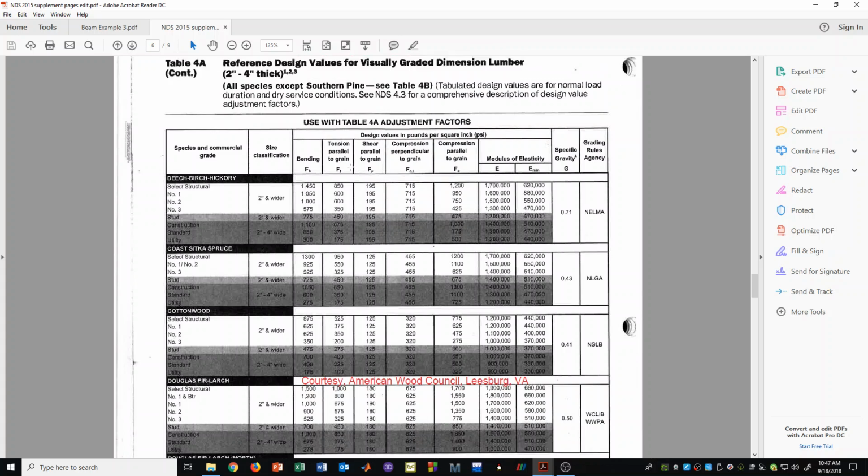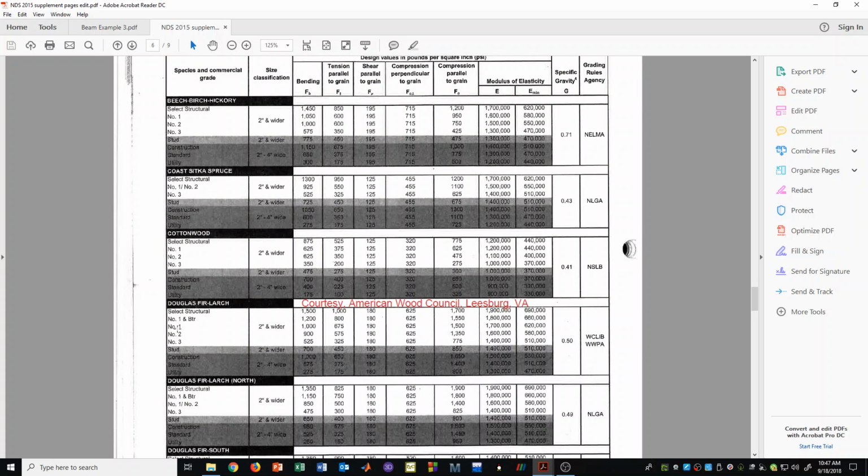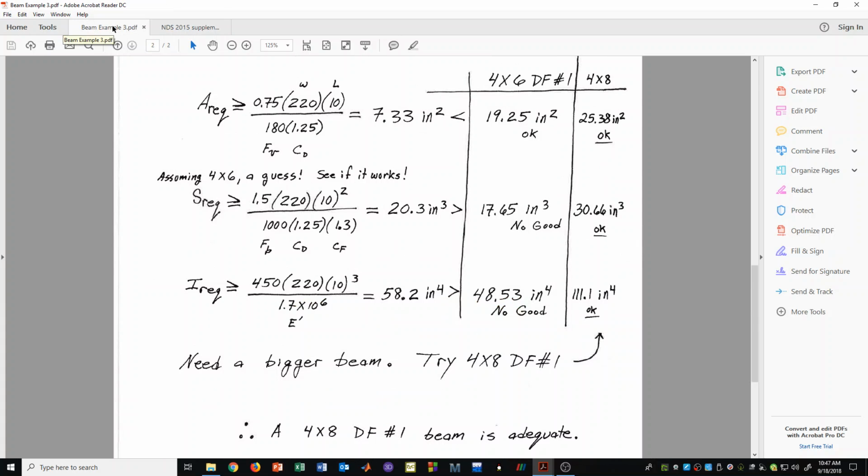and we can go back to our NDS and look at the modulus for a Doug fir number one, and we see here 1.7 times 10 to the 6 for E. That does not have any adjustments. Notice the C sub D factor is not applied to E. And so, since all the other factors that might be applied to E are not required in this problem, E turns out to be equal to E prime. And so we have 1.7 times 10 to the 6 here. We get an I required after doing the calculation of 58.2 inches to the fourth.